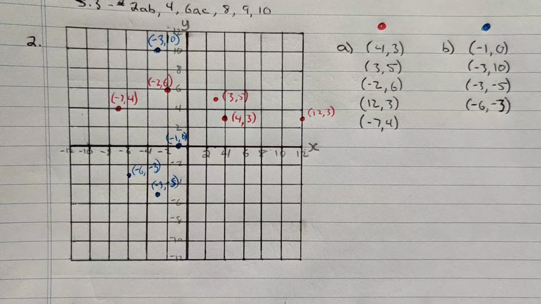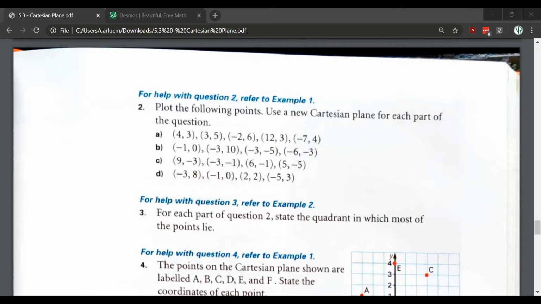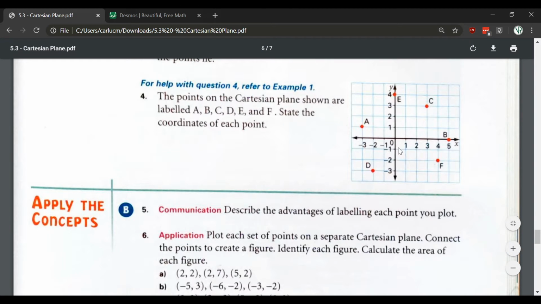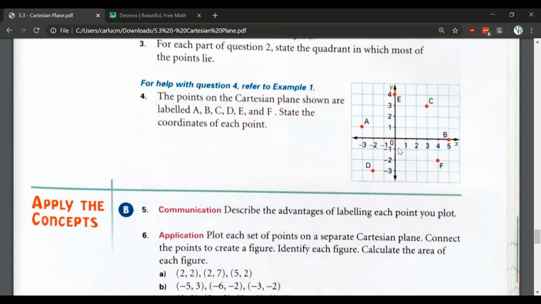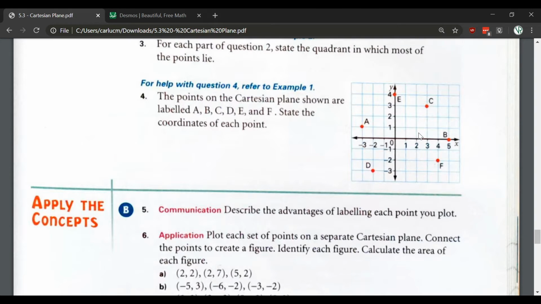And then the next one I want to look at was number 4. In number 4 here, what we have is a series of points already listed on the grid, and we want to determine what their coordinates are. So I'll write these down as I'm doing them, but then I'll just keep the graph up, and then we'll look at the answers after we go through all 5 points.